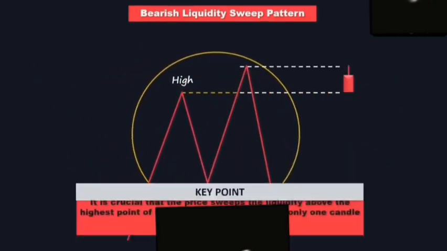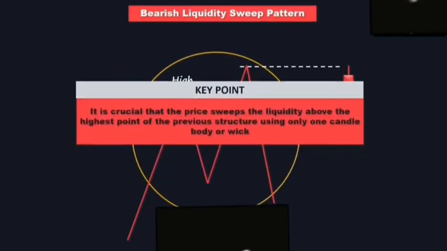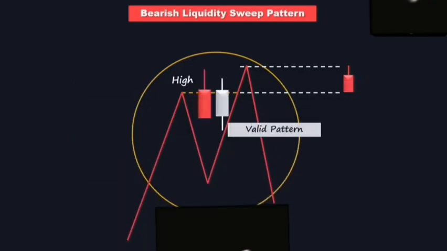It is crucial that the price sweeps the liquidity above the highest point of the previous structure, using only one candle body or wick. Additionally, the subsequent candle's body or wick should not exceed or close higher than the first candle's body or wick. We want to see an immediate reversal in price direction, with the price returning to the range below the high after the liquidity sweep.